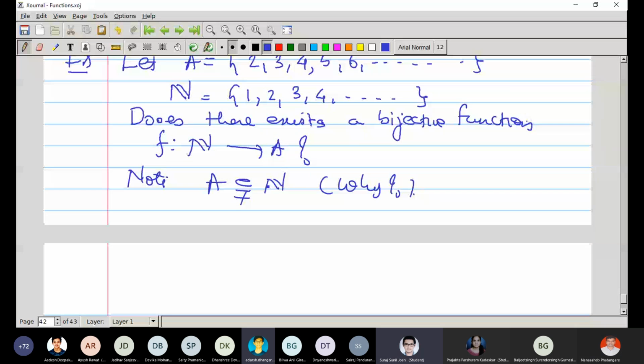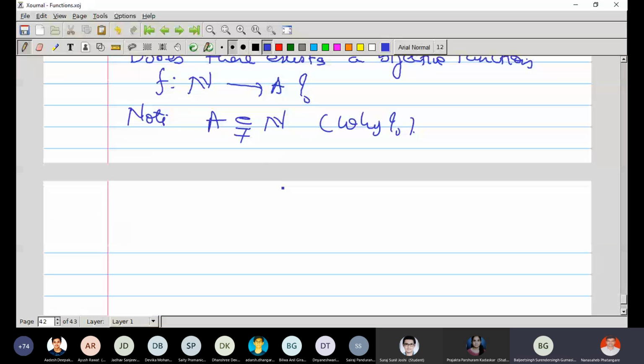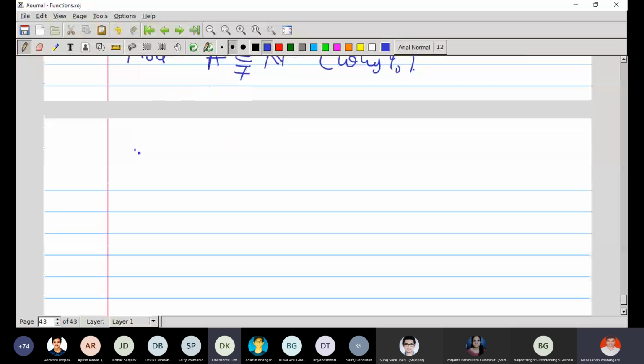No, sir. Yes, sir. Yes, sir. What is that function? F of x equals x plus 1. Very good. F of x is equal to x plus 1.